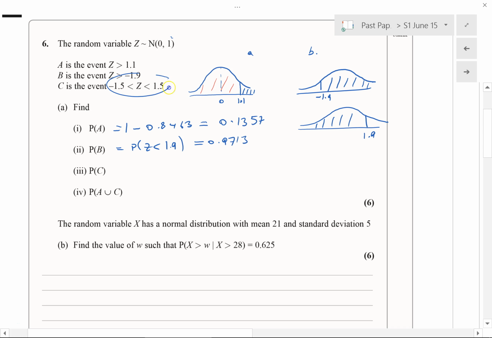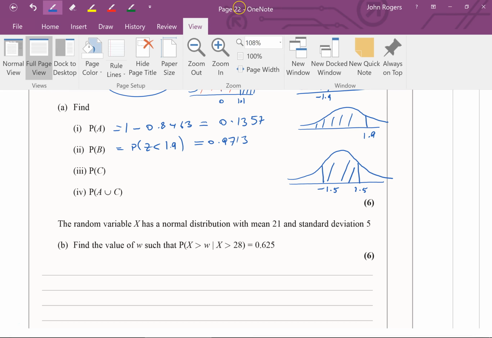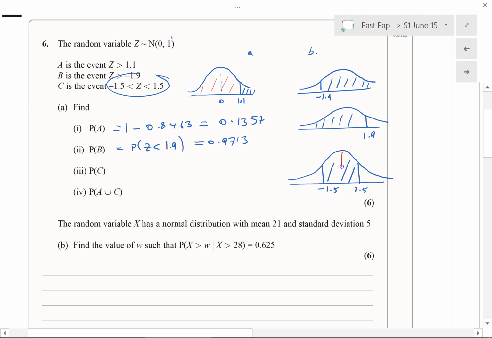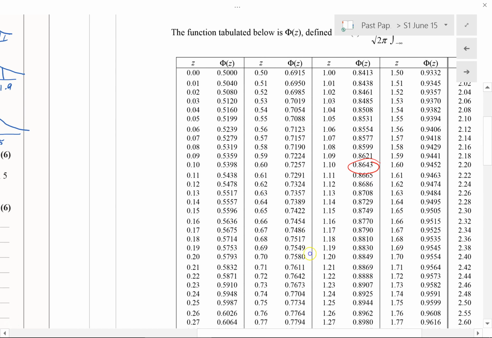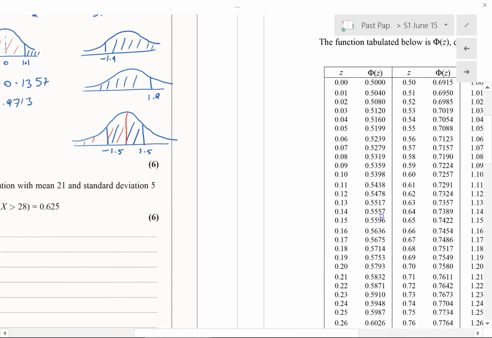Okay, so let's look at part C. We've got it either side of, so we've got this symmetry thing going on here, minus 1.5 and 1.5. So we've got this area here. Now what I'm tempted to do is split this in such a way as to do it like this and look by the symmetry, because we know that one side here, the bit I've shaded in red there, is 0.5. So if I read the number for 1.5, let's look it over, 1.5, which is 0.9332.